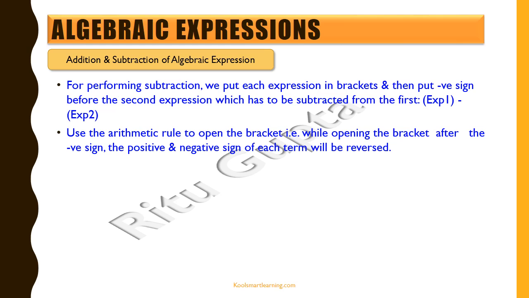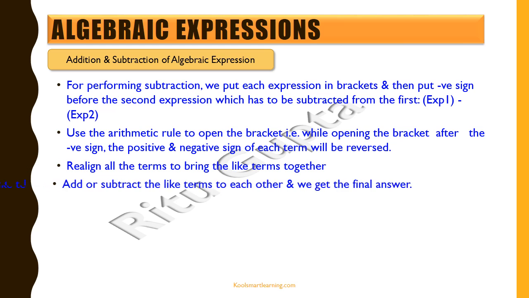Now use the arithmetic rule to open the bracket. Simple arithmetic says when there is a negative sign outside of the bracket, then if you have to remove the bracket, you change the sign of each of the terms within the bracket. So the same thing we'll do here. While opening the bracket, after the negative sign, the positive and negative sign of each term will be reversed. Again, this is as we do in arithmetic. Realign all the terms to bring the like terms together. Add or subtract the like terms to each other and we get the final answer.